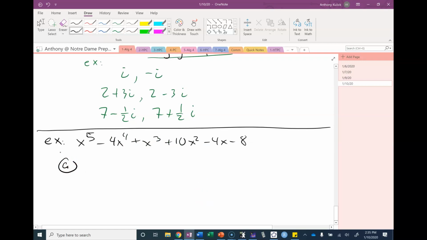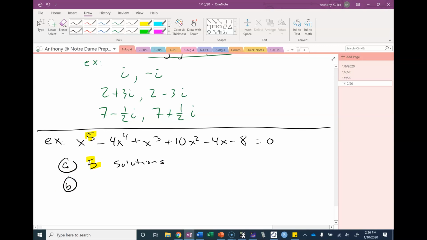So looking at this, we're going to do number 1 here together. So here's our polynomial, right? How many solutions should this have? 5. How'd you get that? It's the degree. Good.